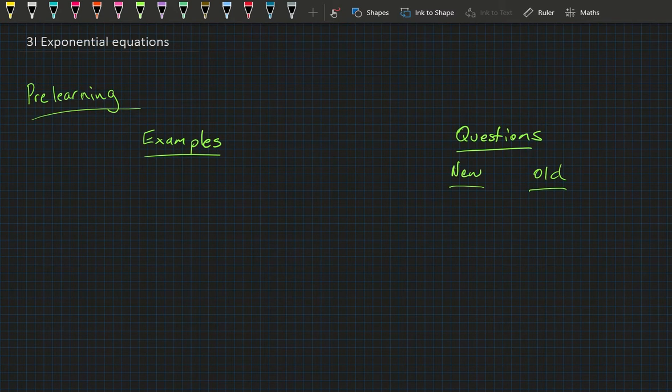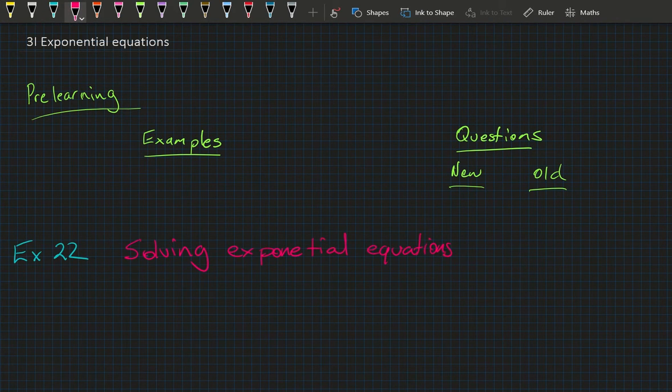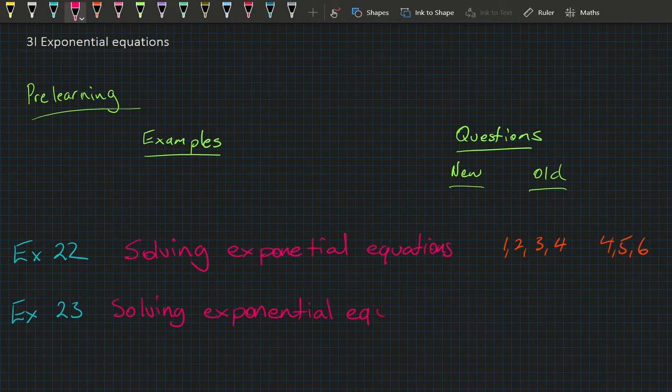In this lesson, your examples and pre-learning will be example 22, solving exponential equations. And your pre-learning for this example will be questions 1, 2, 3 and 4 in the new book and questions 4, 5, 6 in the old book. And then we'll do example 23, which will be solving exponential equations with a variable on both sides. And your pre-learning will be question 6 in the new book and questions 8 in the old book.